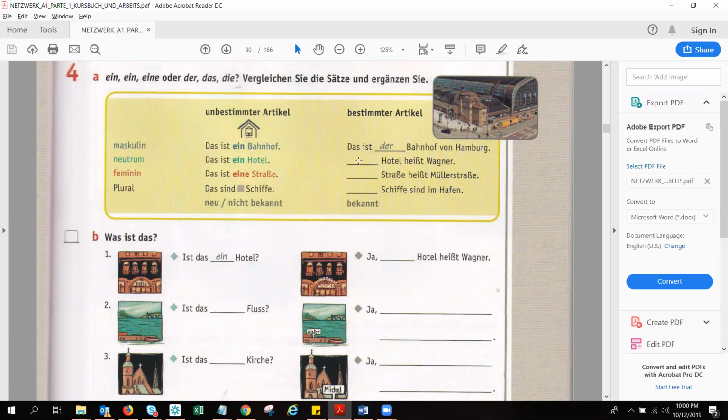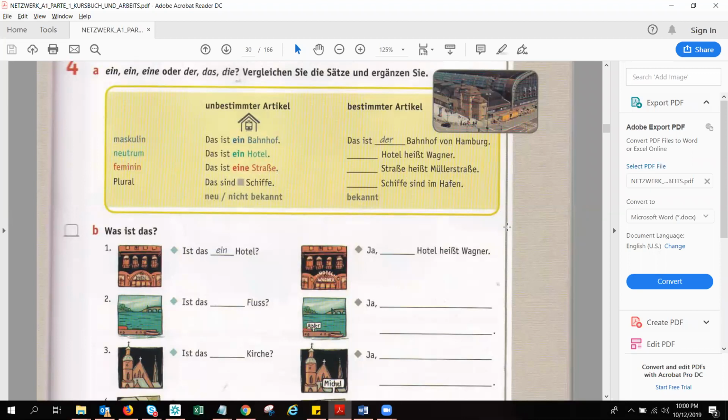So this is the way how you can directly use das or like the article. Okay. So das Hotel heißt Wagner. If you're telling someone about something and you're giving the information along with it, you can directly use the definite article. Das ist eine Straße. Die Straße heißt Müllerstraße. Da sind Schiffe. So there will be no article. Da sind Schiffe. Die Schiffe sind im Hafen.